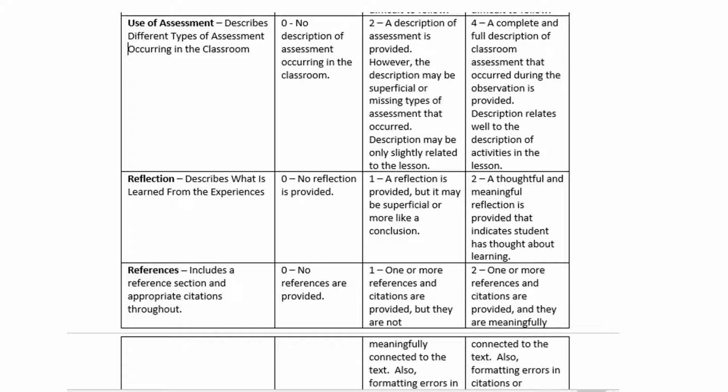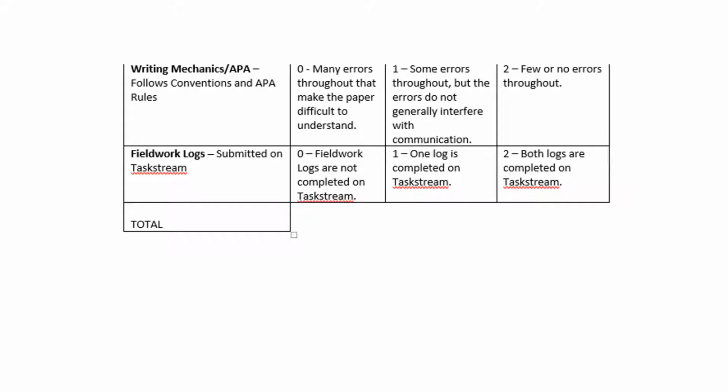References include a reference section and appropriate citations throughout. So anytime you cite from the textbook, you can give the reference for the textbook. By the way, that's in the syllabus properly formatted. Writing mechanics and APA, these are things like grammar and spelling and APA rules are also included in this. And then also included are whether or not you filled out your fieldwork logs on TaskStream. So that's the rubric, and you can keep it out in front of you, and if you follow it, you should get a good grade on this paper.